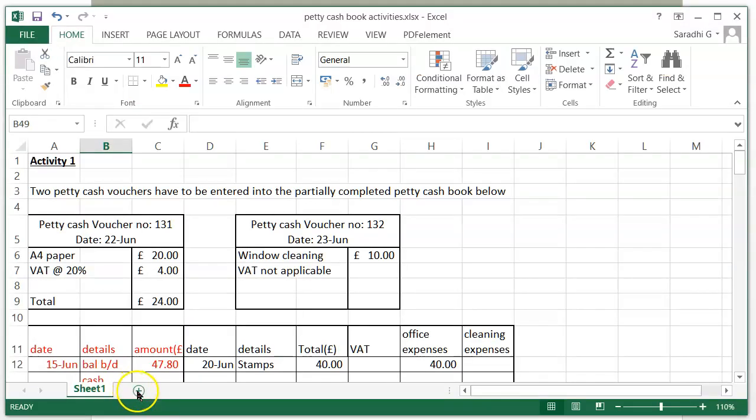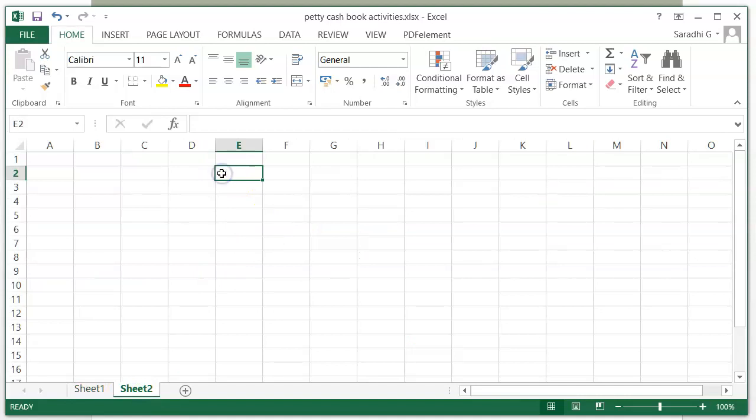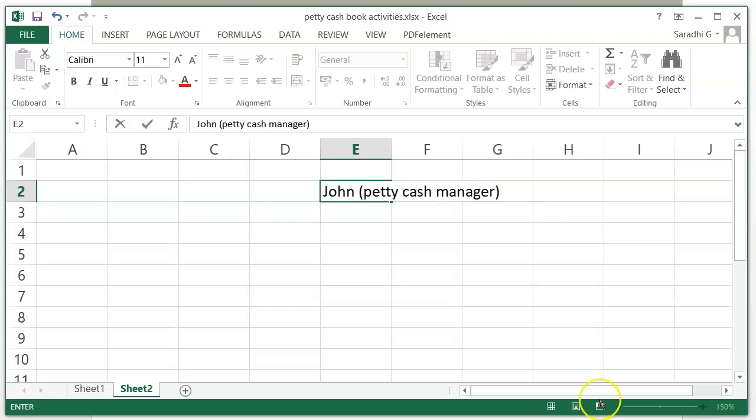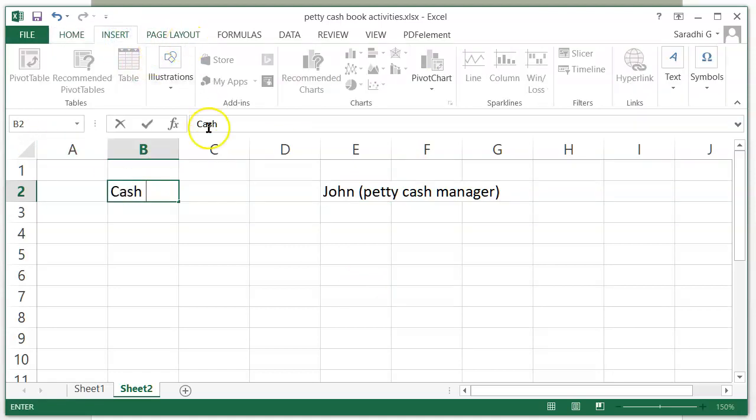Okay, let's open a new sheet. So let's say in your office you have maybe 5 employees, a small business. Then a person called John will be appointed the petty cash manager. Let's assume from the cash account you give him some money to run your petty cash book. Let's say you have given him £100 to run the petty cash book.